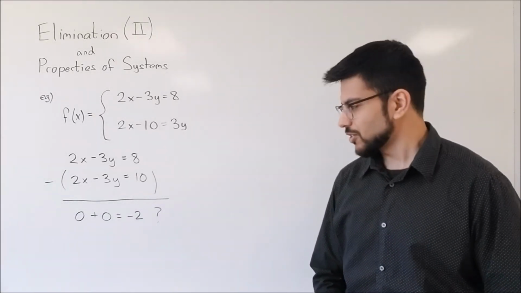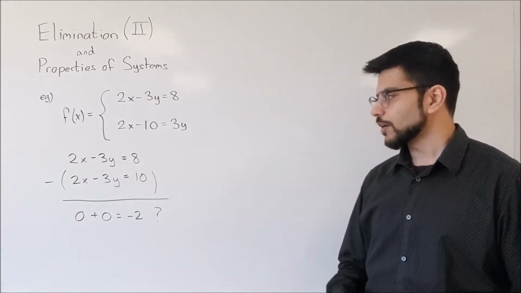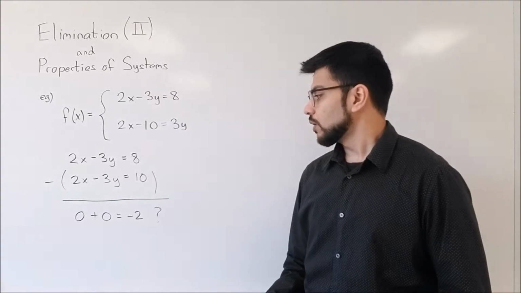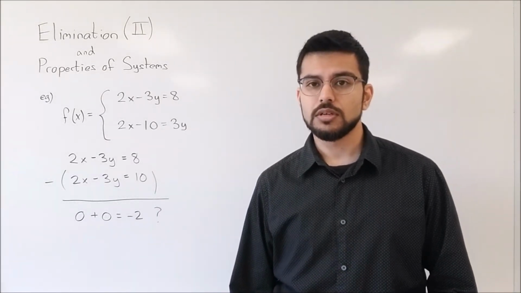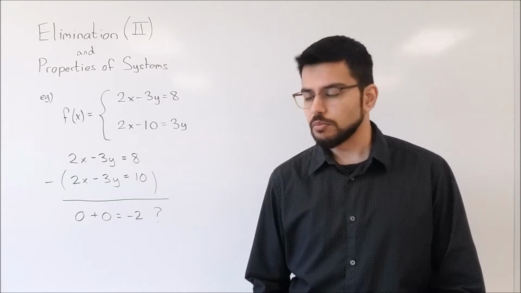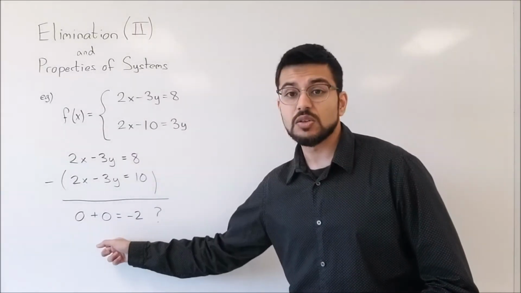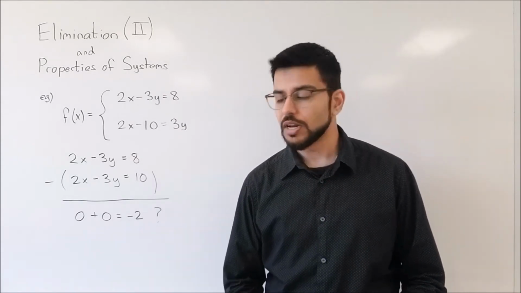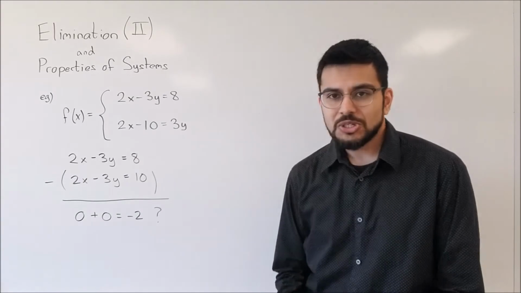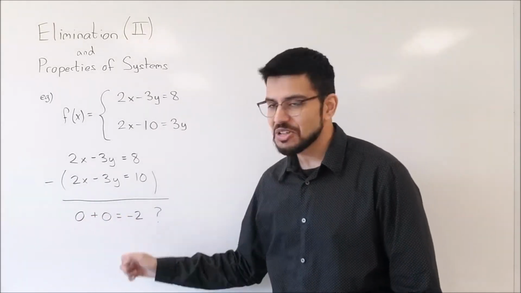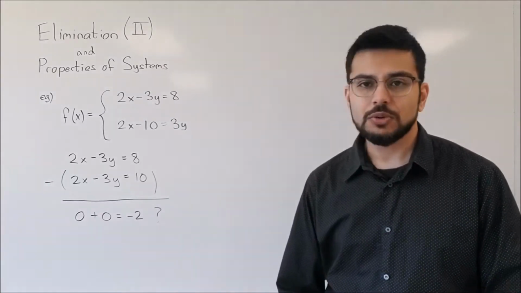You realize there's an issue here. We set out to eliminate one of our variables, and no matter what we do, as it turns out, we're actually always going to eliminate both variables, which means I'm solving for nothing. Not only that, I get a false statement. This is the worst thing in math. Whenever you have an equal sign that is invalid, it's an atrocity. You can't have that. 0 does not equal negative 2. That is total bogus. So something crazy is happening here.